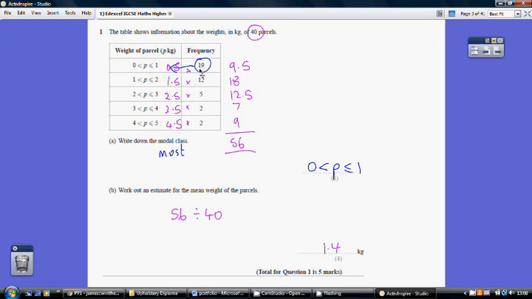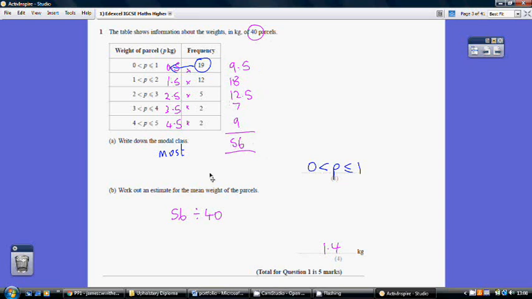So we then cross multiply. So 19 parcels weighing 0.5 kilograms each, that's 9.5 kilograms, and so on. 12 times 1.5, 5 times 2.5, and so on. That gives us all these little subtotals here, which we then add up, giving us a total weight of the 40 parcels of 56 kilograms.